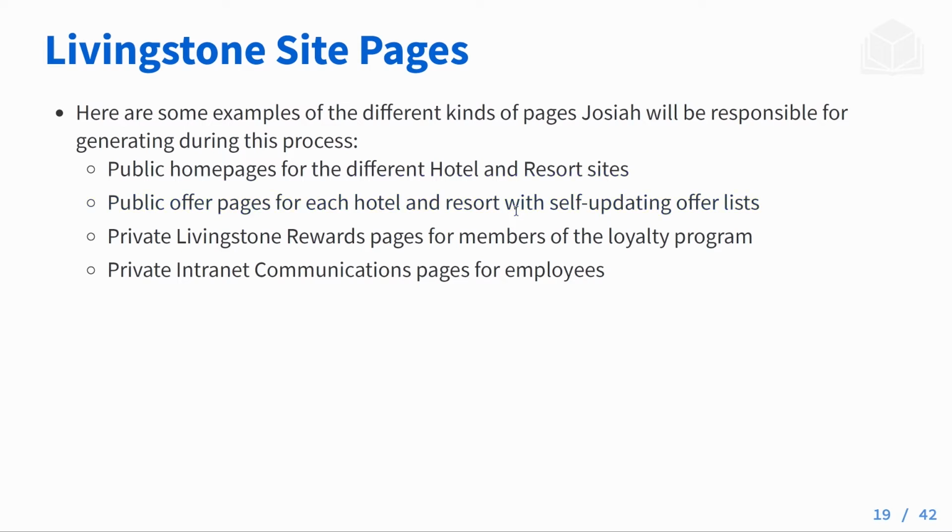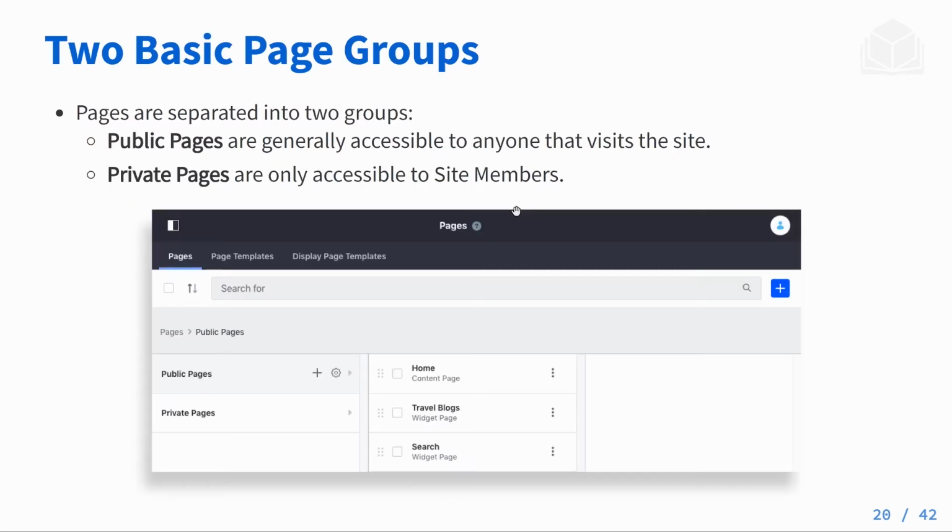So we've talked about the other sites a little bit as far as the rewards page. They've got a lot of pages that they want to create, even an intranet. We've already used public and private pages quite a bit so far in our exercises. Public pages are going to be accessible to anyone who visits the site, and private pages are only accessible to site members, as we've seen. So this really gives you a lot of flexibility when you're creating sites.